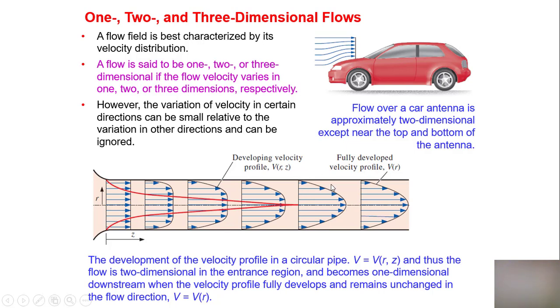So this profile that we have is known as the velocity profile. We've got zero velocity here, and velocity is increasing until we reach the maximum velocity at the center. Like this, now we can say that this flow is 2-dimensional because it's affected by the radius of the pipe and also by the length of the pipe that we have in this case.